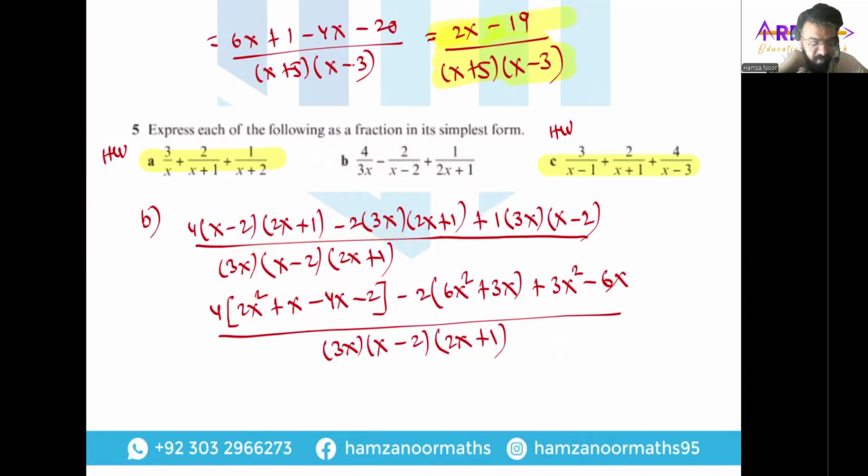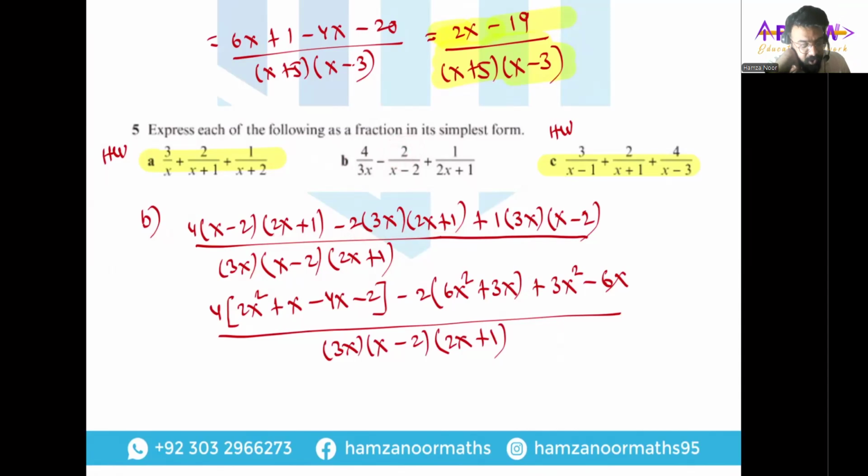Now you need to ask yourself by what term you multiply 3x such that you get this complete expression, 3x multiplied by x minus 2 multiplied by 2x plus 1. Obviously, you multiply it with x minus 2 multiplied by 2x plus 1. So the numerator 4 will also be multiplied by x minus 2 multiplied by 2x plus 1. And then we have the subtraction sign. Now ask by what expression you multiply x minus 2 to get this complete denominator. Obviously, you multiply it with 3x and 2x plus 1. So this numerator 2 will also be multiplied by 3x and 2x plus 1.